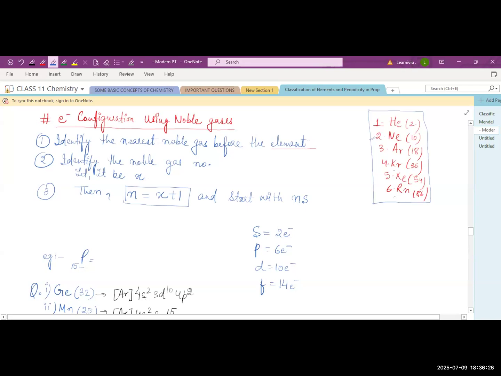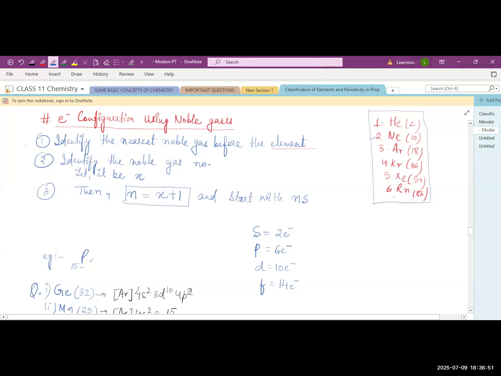आपको number भी याद रखना है. Like if I tell you, noble gas krypton किस number पे है? The noble gas number of krypton is 4. So the fourth gas is krypton, and the fifth gas is xenon. Just remember this sequence.